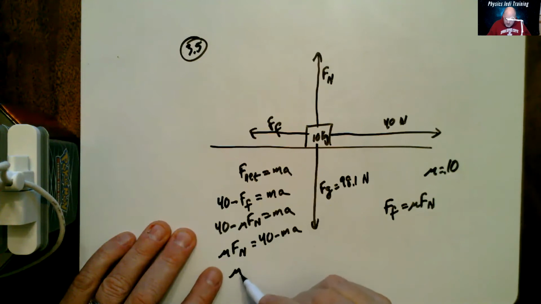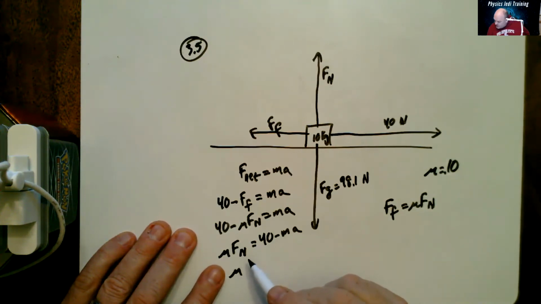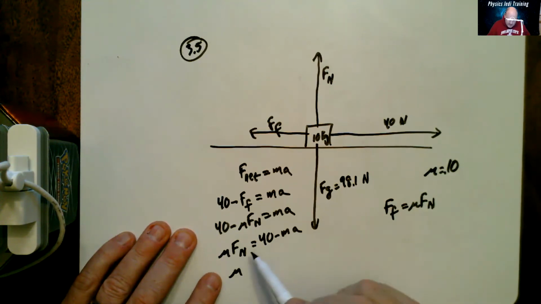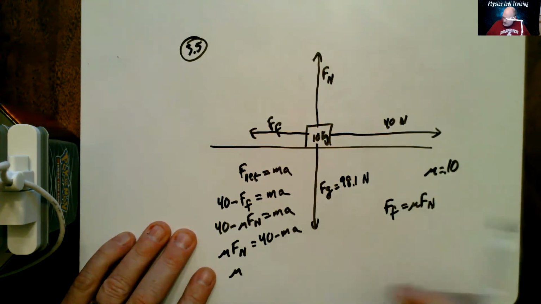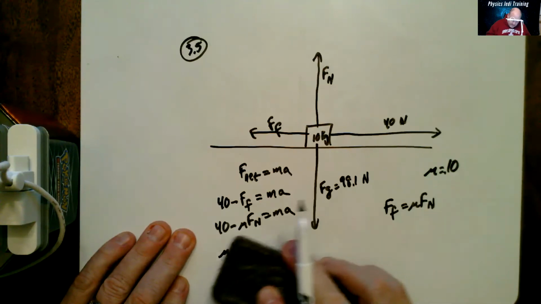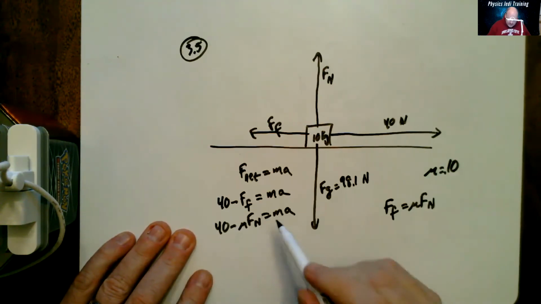So mu, actually we're solving for mu. What are we solving for here again? We're solving for the acceleration. Okay. So actually, I didn't really want to do that part. Got to remember what we're solving for. I wanted to keep this on this side.